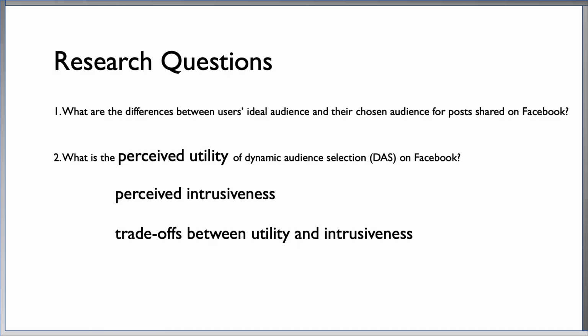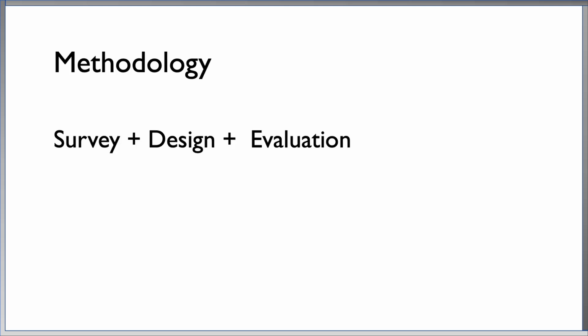In this work, we bridge this gap and explore dynamic audience selection for Facebook. We asked 2 research questions, but in the interest of time, I'm focusing on the second question, which looks at the perceived utility, intrusiveness, and the trade-offs between the two for dynamic audience selection tools. To answer these research questions, we adopted a combination of survey, design, and evaluation as our methodology. In the interest of time, I'm mainly focusing on the evaluation step in this talk.